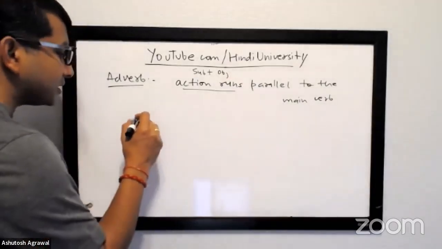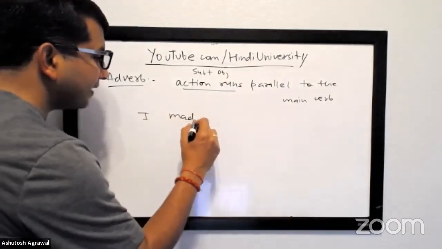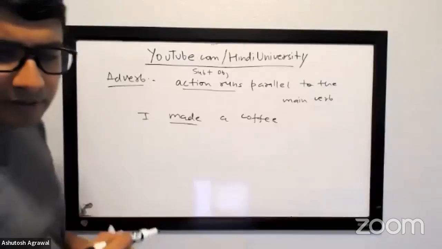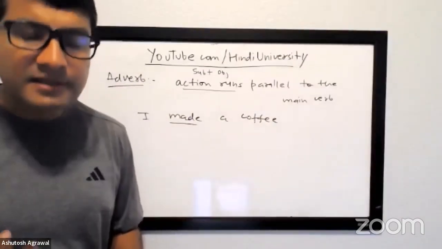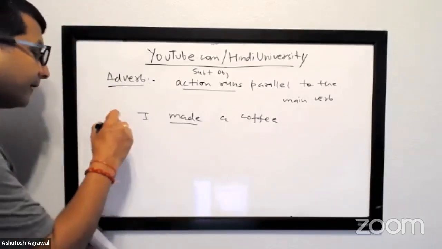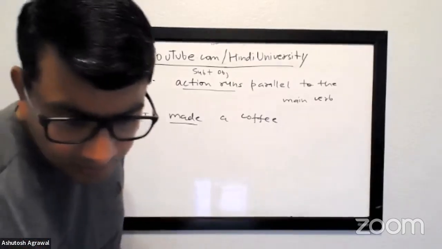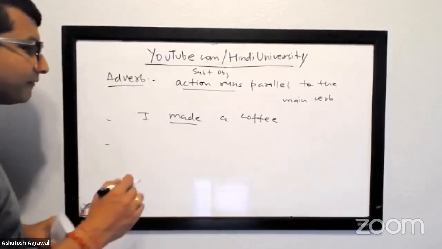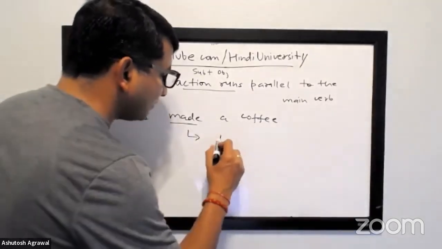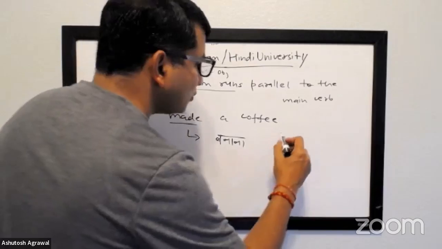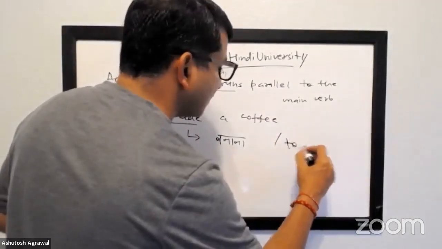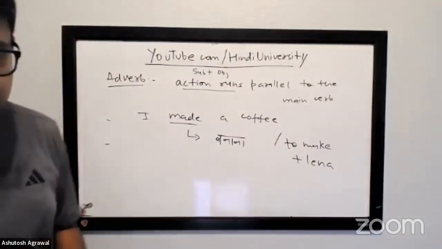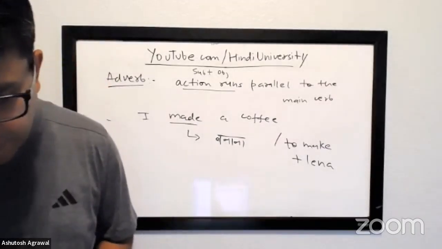Now imagine you have a sentence like I made a coffee. You can use a compound verb to make, or you can just use banana. You can use that verb. Either way is fine. This is your main sentence. I made a coffee. I want all of you to participate, and you can use the Zoom chat to tell me how you will say the sentence. You can use the verb banana, or you can use banana plus lena if you want to use a compound verb. Either way is fine. Start with that.